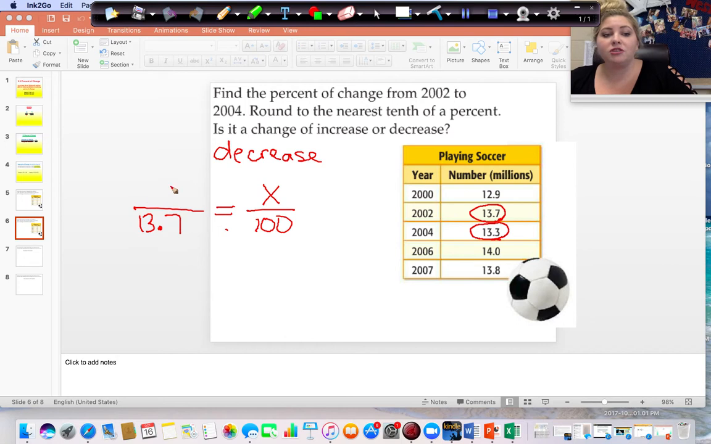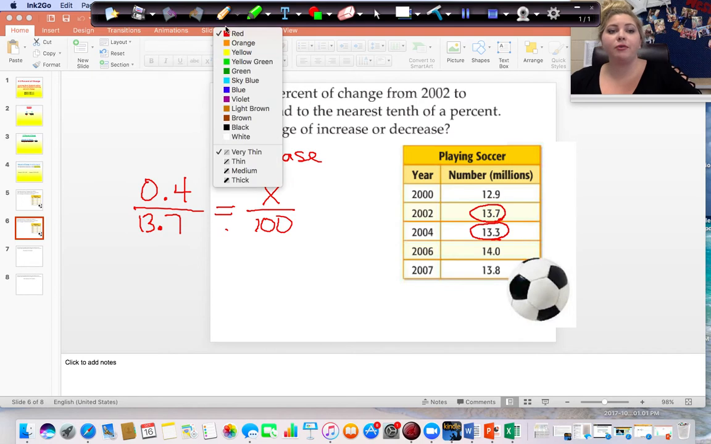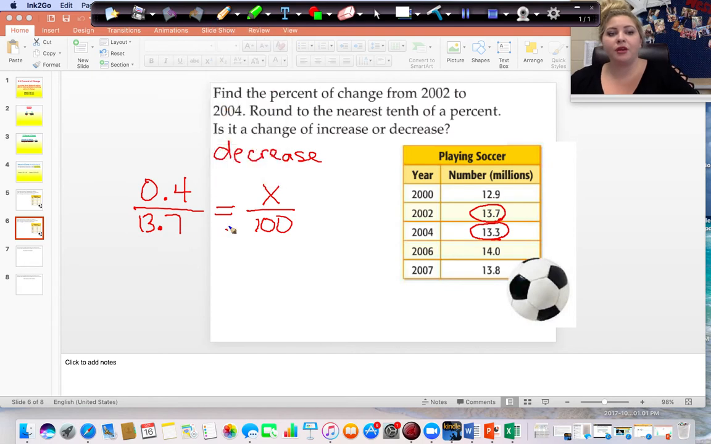And then our amount of change, which is 13.7 minus 13.3, gives us 0.4, and that goes on top because the amount of change goes over the original amount, and then we are looking for our percent over 100. So now we can solve this proportion by cross multiplying. We have 4/10 times 100, and that gives us 40.